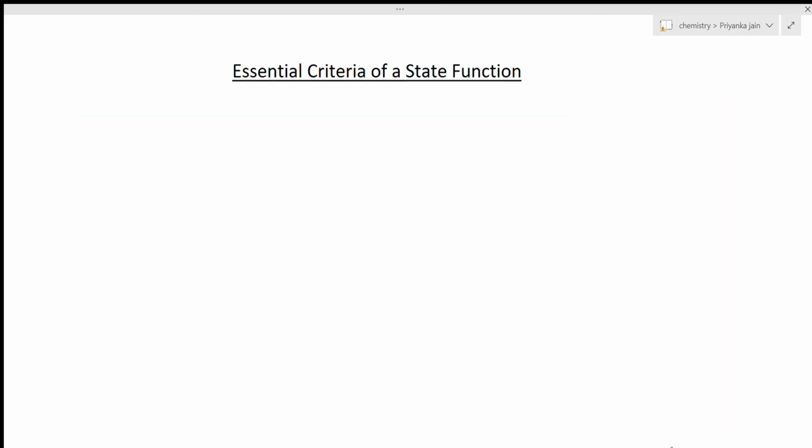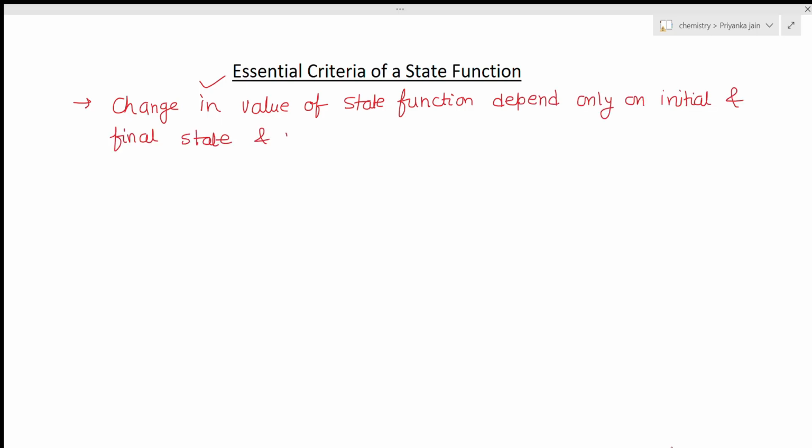Okay, so both these things: the integral from b to a of dφ will be equal to minus the integral from a to b of dφ. Now see the essential criteria for a state function. How can any term be a state function? Okay, so for this some criteria are there. First of all, the first point is that the change in the value of a state function depends only on the initial and final state and not on the path of the process. It means, we are taking dU, then in the limits a to b, this thing depends only upon state b and state a. So its value will always be U_b minus U_a, which is equal to ΔU.